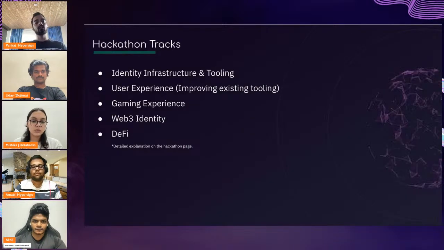Then these are the hackathon tracks. They are explained in much more detail on the DoraHacks hackathon page. First is identity infrastructure and tooling. What you could be building here is, say, for example, decentralized verifiable credentials that could be verified across different chains. So cross-chain verifiable credentials, then say a DID name service, then a DID universal resolver.